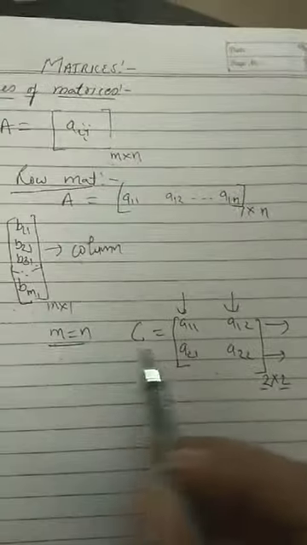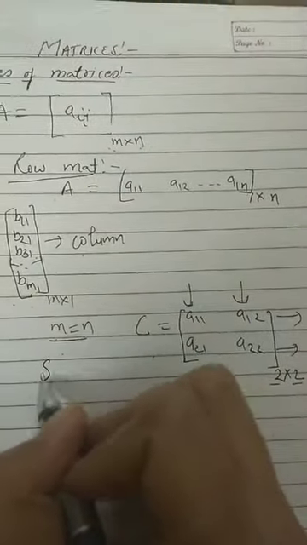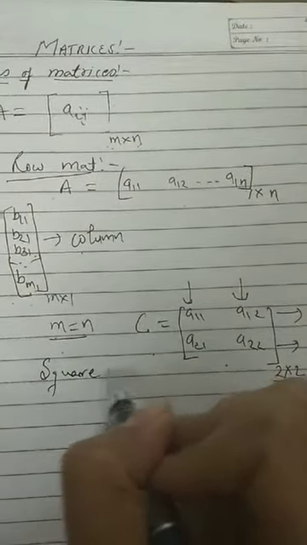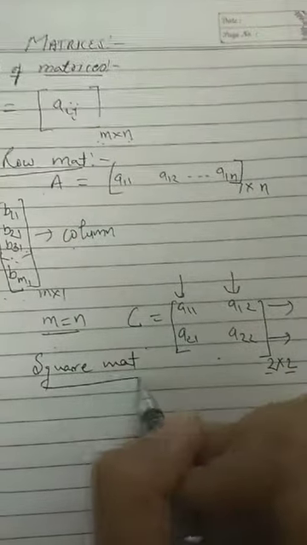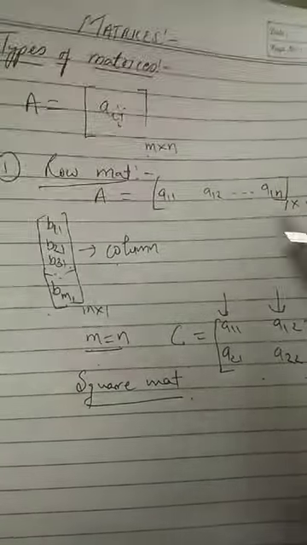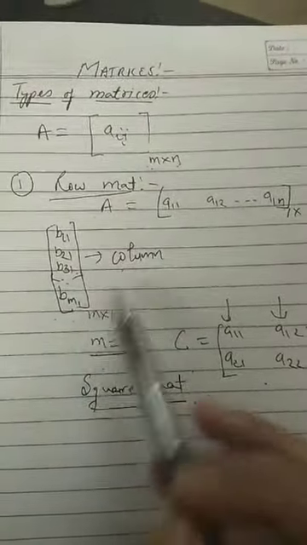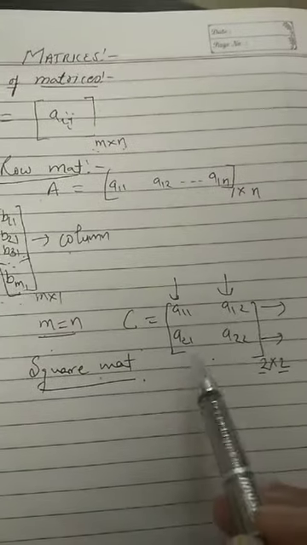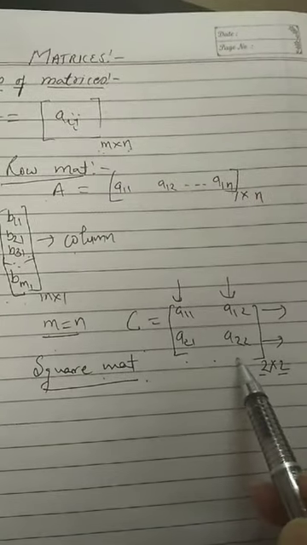So the third type is the square matrix. In a square matrix, the number of rows will be equal to the number of columns, right? So three types we have done: row matrix, only one row; column matrix, only one column; and square matrix, when the number of rows equals the number of columns.